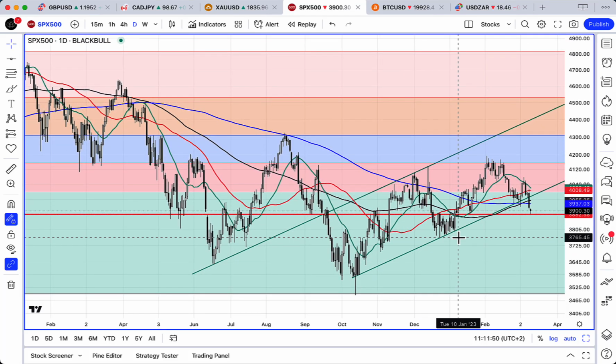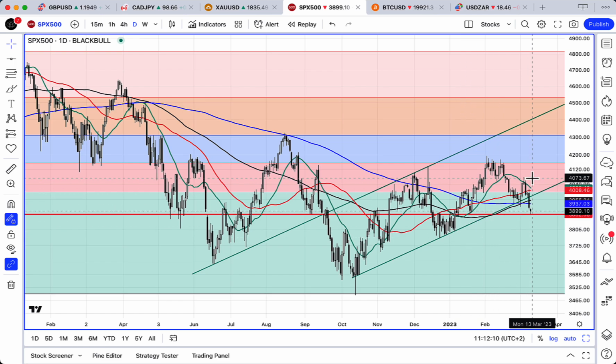Now, we've broken down through the channel line. You know that I prefer horizontal lines much more than I do trend lines, and we've just moved down to a pretty interesting and key support level. The break below the channel could be a bear trap. Be very, very careful of this. I expect that we might see a decent bounce from here.